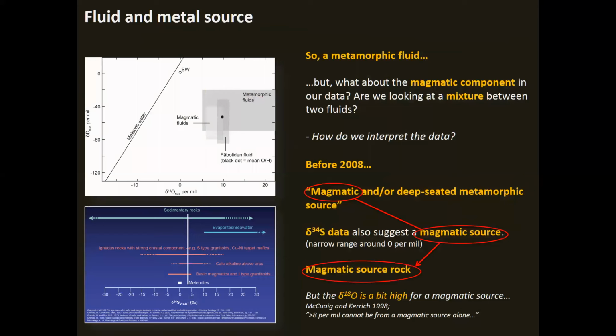So we see then from the oxygen and hydrogen data that we have this overlap. We see from the sulfur data that it typically, or historically, was considered a magmatic source. So then the conclusion would be that, okay, this fluid originates from a magmatic source rock. But we still need to explain the slightly high oxygen-18 signature that we get for it, the so-called magmatic source.